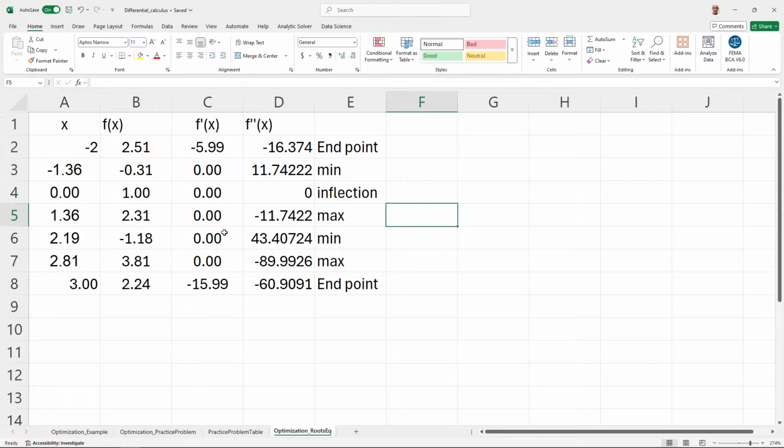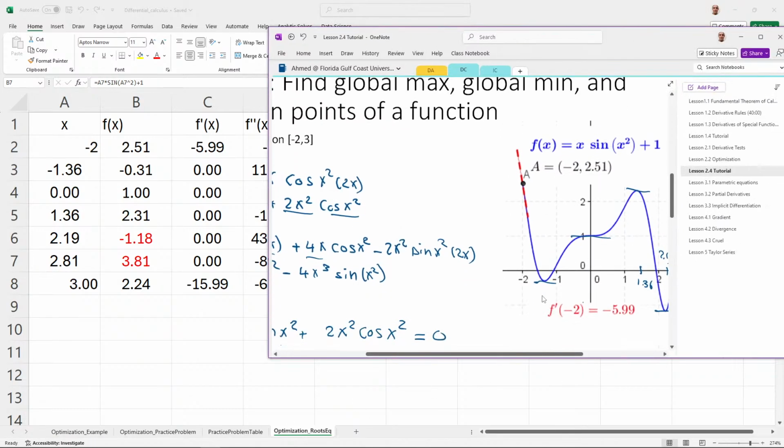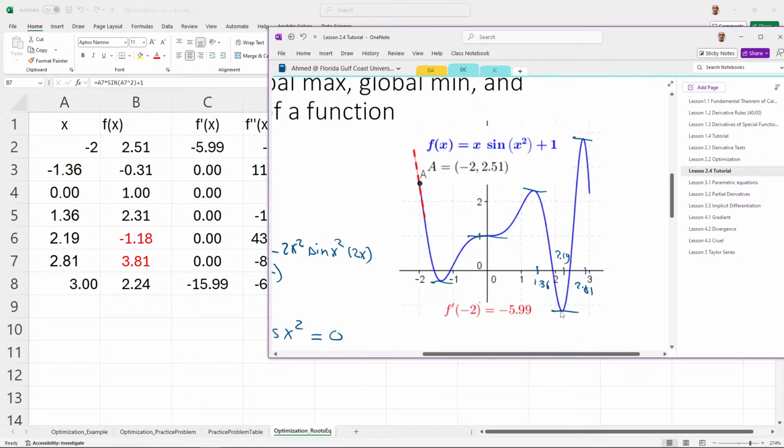So let's just look at this. What is my minimum value here? My minimum value here is this guy. What is my maximum value here? My maximum value here is this guy. So basically, the minimum of this function in this interval is -1.18, which is at 2.19, and the maximum in this interval could be your endpoint, but this is not the case here. That would be the answer for this problem.